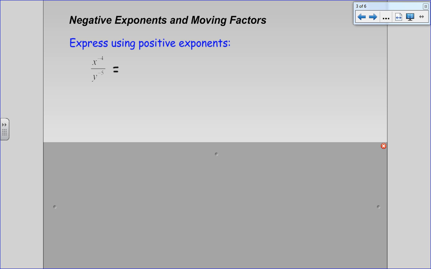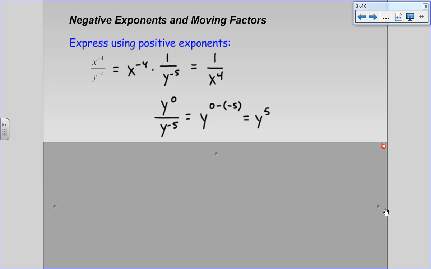First, notice that this expression is equivalent to x to the negative fourth times 1 over y to the negative fifth. Our first factor, x to the negative fourth, is simply the reciprocal of x to the fourth. Our second factor, 1 over y to the negative fifth, can be simplified as follows. 1 is equivalent to y to the 0 power. And now using the quotient rule for exponents, we can subtract the exponents. So we have y to the 0 minus negative 5, or y to the 0 plus 5. So that factor simplifies to y to the fifth.